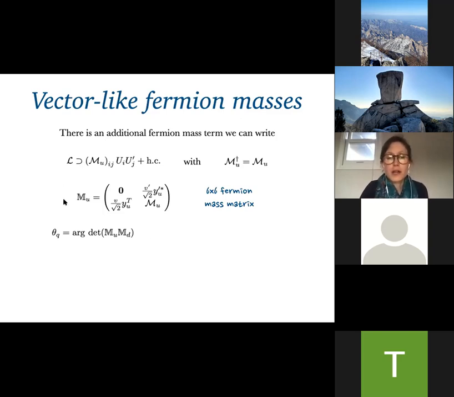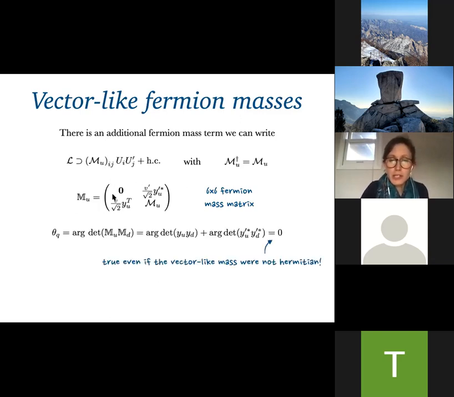Okay, so with this extra term, the full quark mass matrix, we can write it as a 6×6 matrix like this. And the contribution to theta bar from the quark sector, we can now write as the determinant of the full mass matrix in the up and down quark sectors. Because of this zero in the upper block of the full mass matrix, it is not possible with the matter content of this theory to write a relevant operator with the appropriate quantum numbers to fill this block. So because of this, the expression for theta q, in fact, does not involve this vector-like mass, okay? It is the same as it was before, and therefore it remains zero at tree level, provided that the Yukawa couplings again satisfy generalized parity.